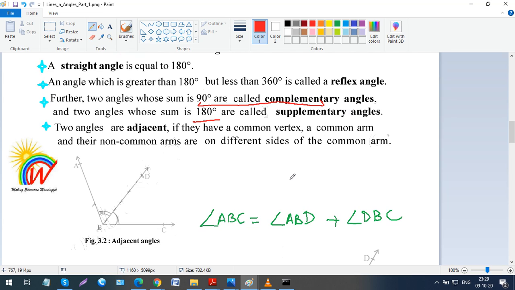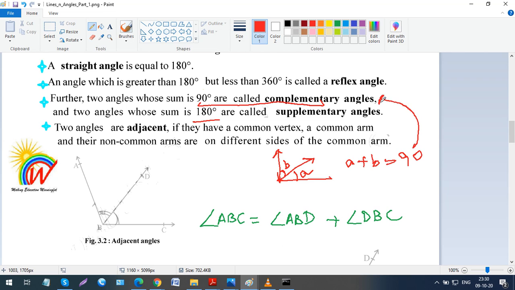Let us say you have got an angle like this. Okay, this is 90 degrees and I have got this. Let us say this is angle A and this is angle B. Then, you know, A plus B add up to 90 degrees. So then A and B are complementary.